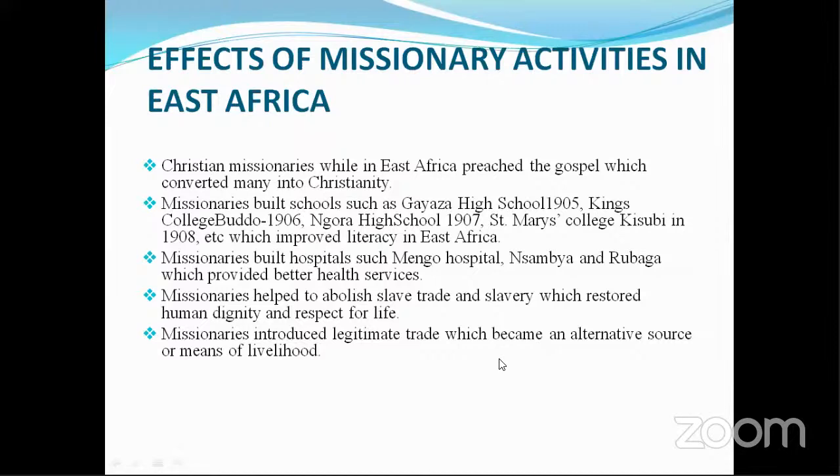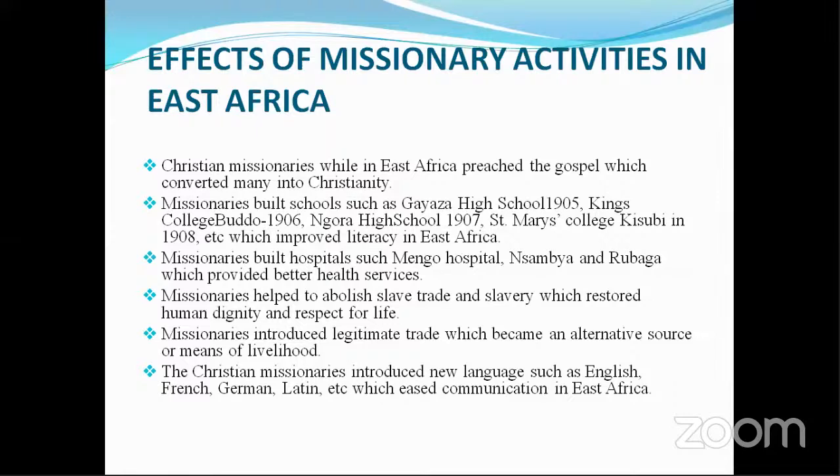We have gone back to our work here, and this is another effect, which is that the Christian missionaries introduced new languages such as English, French, German, Latin, etc., which eased communication in East Africa. So easing the communication is the effect. The introduction of new languages is the activity. That's why I told you, do not just give an activity, that Christian missionaries introduced new languages such as English, German, Latin, and then you end there. The moment you end there, you have not given an effect of that activity. So we are saying introduction of new languages, and this eased communication in East Africa.